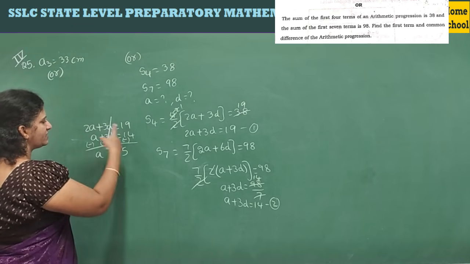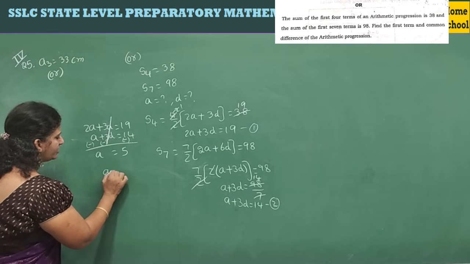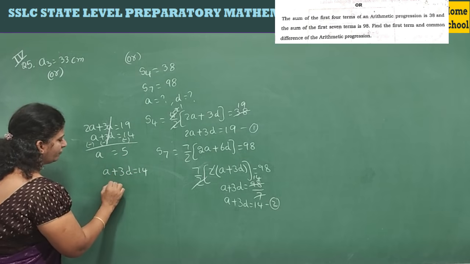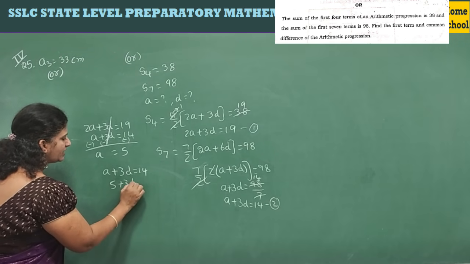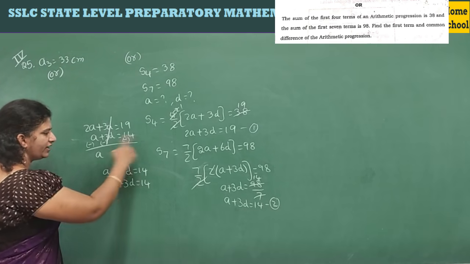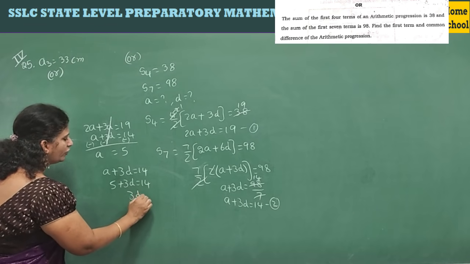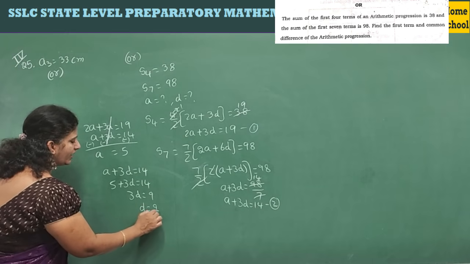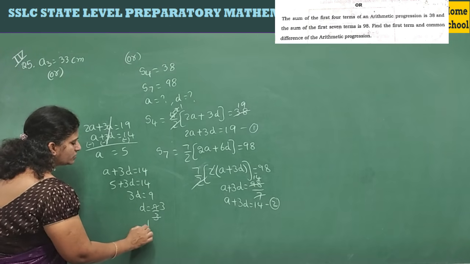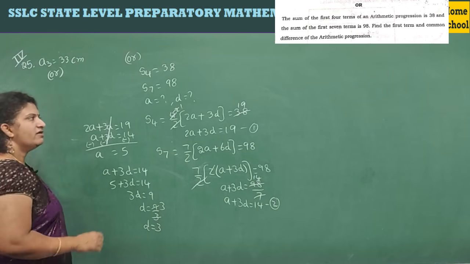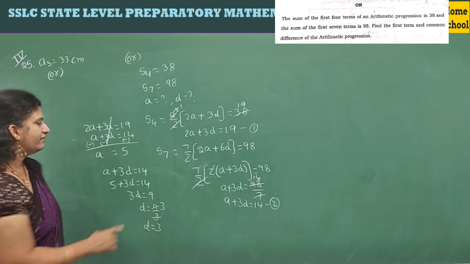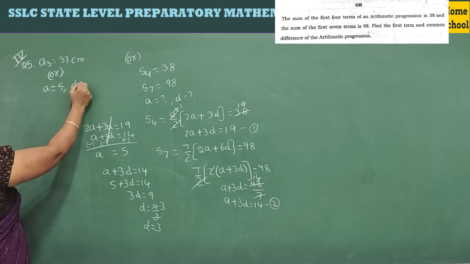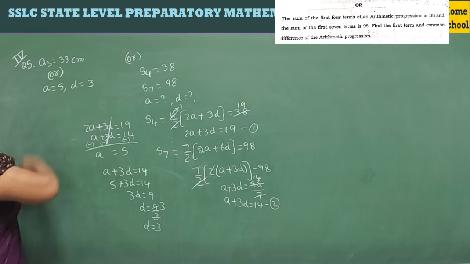Now this a value, substitute in any one of the equations. a plus 3d is equal to 14. a value 5, plus 3d is equal to 14. 5 transpose other side. 14 minus 5, that will be 9. And d is equal to 9 by 3, that is 3. So what is your question, children? Find a and d. First term a is equal to 5 and the common difference d is equal to 3.